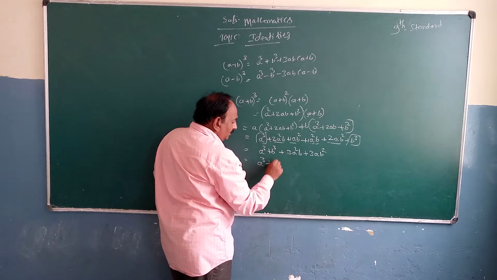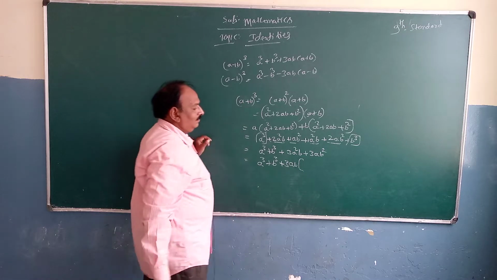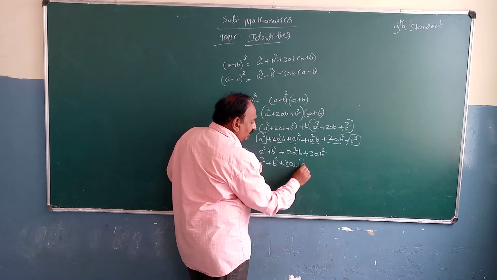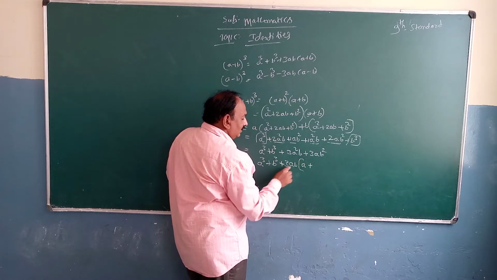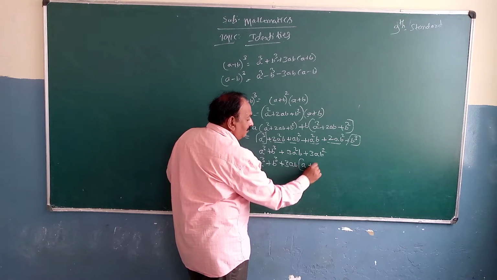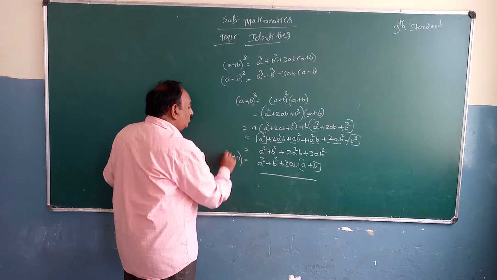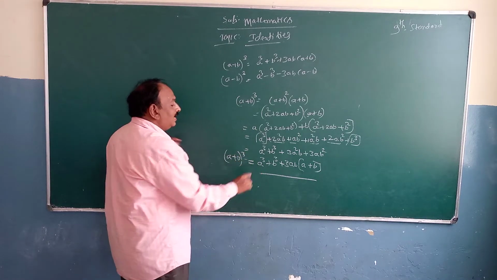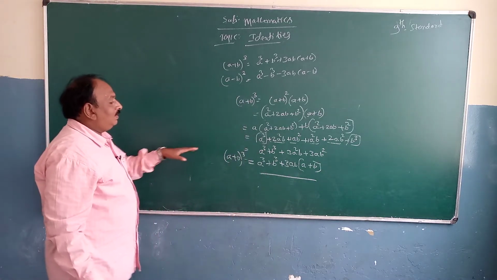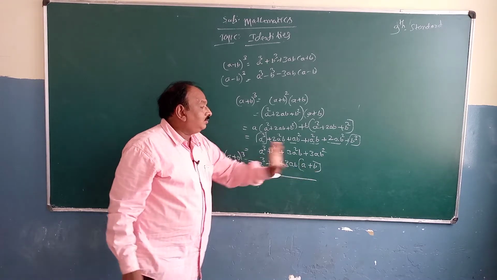a cube plus b cube plus 3ab is the common factor, 3 outside. Here is a square, a is outside, remaining a plus. 3 is outside, a is outside, b square, b outside, remaining b. So the formula: (a + b) whole cube is equal to a cube plus b cube plus 3ab into (a + b).